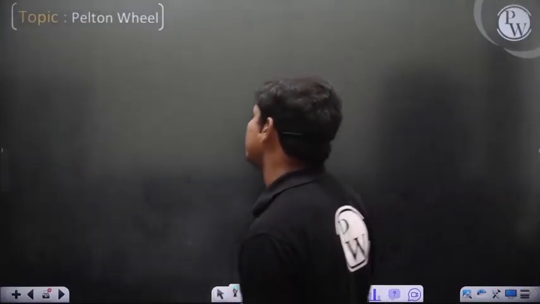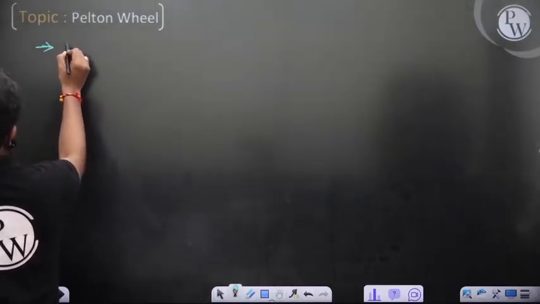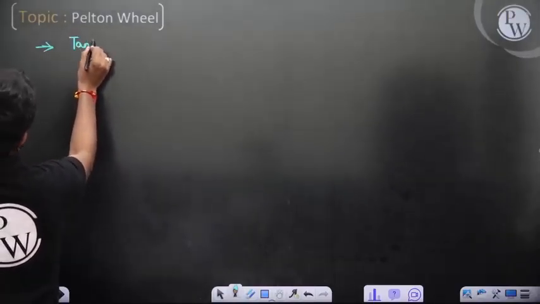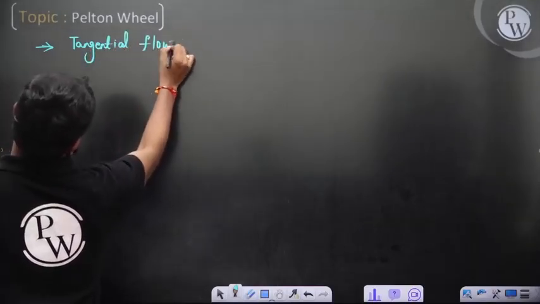So what do we have for a Pelton wheel? Let's check. Pelton wheel is first of all an impulse machine. As I told you, it's a tangential flow impulse machine.